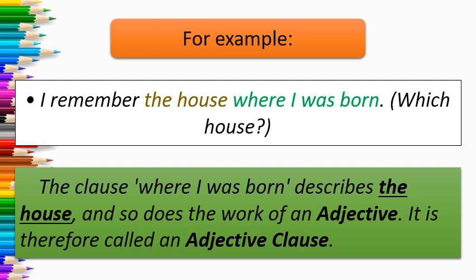The components of an adjective clause. How can you recognize that this is an adjective clause? First of all, it will start with a relative pronoun like who, whom, whose, that, or which. So here it is starting with a relative adverb, that is where. Next, it will have a subject and a verb. Here in the sentence, I is the subject and was is the verb. Third, it will tell us something about the noun. So here, where I was born is modifying the noun, that is the house.